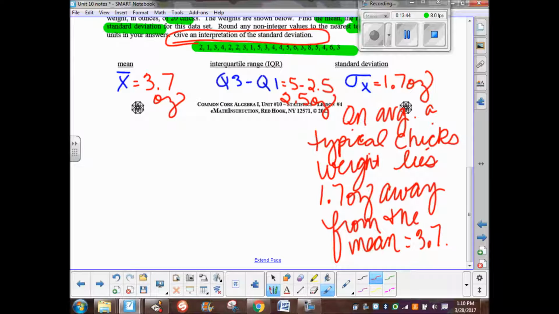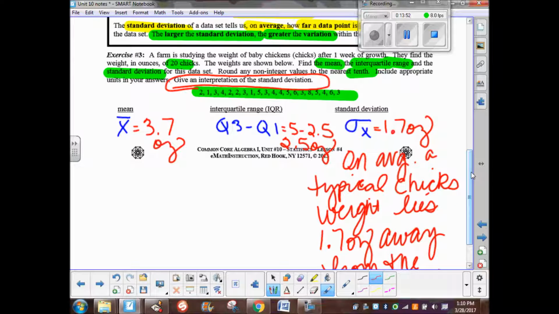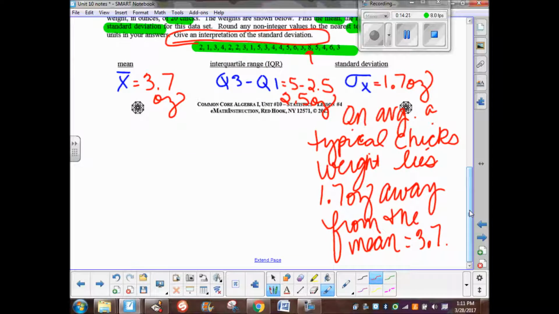So 1.7, kind of a small number, a smaller standard deviation. When we eyeball these numbers, there isn't a huge amount of spread in them. We don't have a 1 week old chick that's like a pound, a 16 ounce chick, or a 12 ounce chick. They're all pretty close between 1 and 6. We do have one little chubby guy right there, an 8 ouncer. All right, let's flip the page.